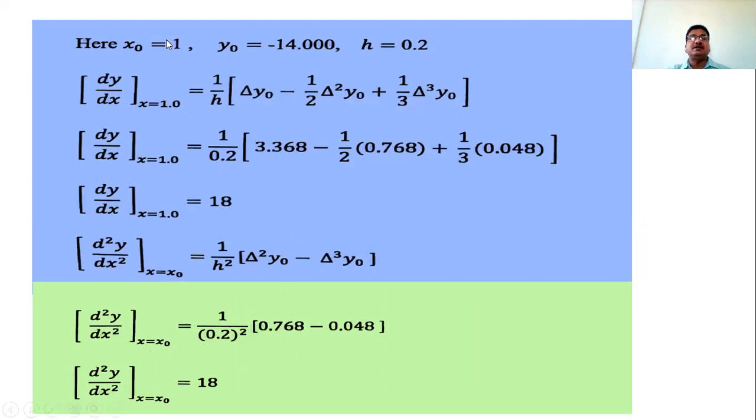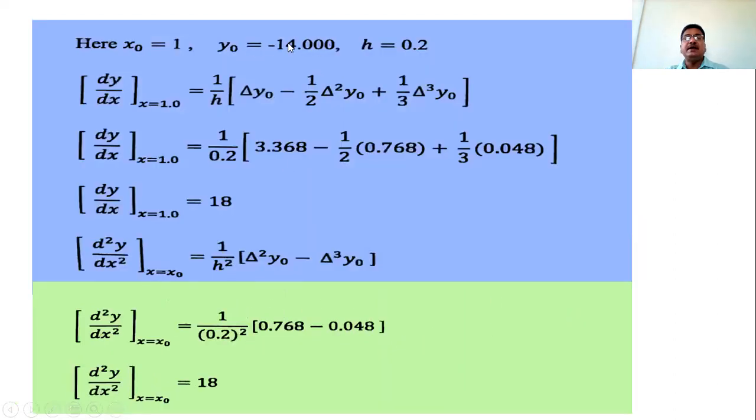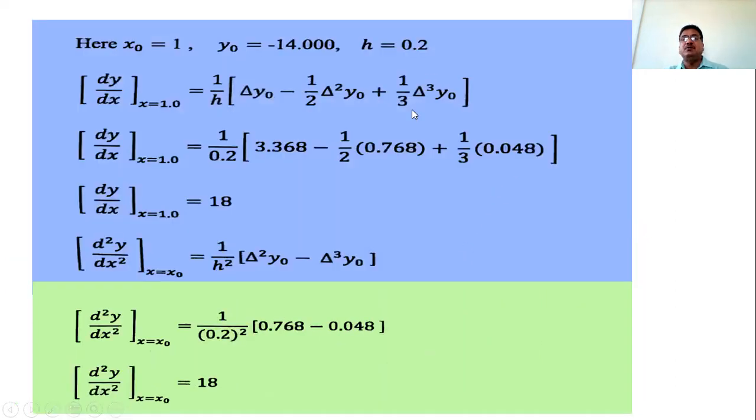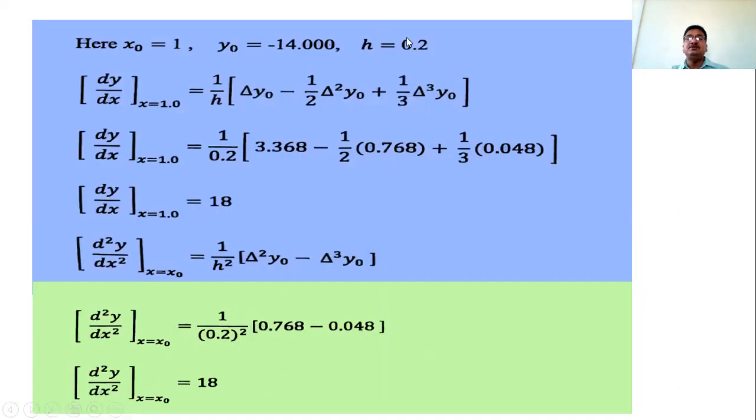So consider this first point as x naught, which is 1, and then this is y naught, this is delta y naught, this is delta square y naught, delta cube y naught. So write the formula only up to delta cube y naught, and then substitute the value of h as 0.2. Here the points are 1, 1.2, 1.4, so 0.2 is the common difference, and therefore write h as 0.2, and then delta y naught, delta square y naught, delta cube y naught, and the answer is 18.